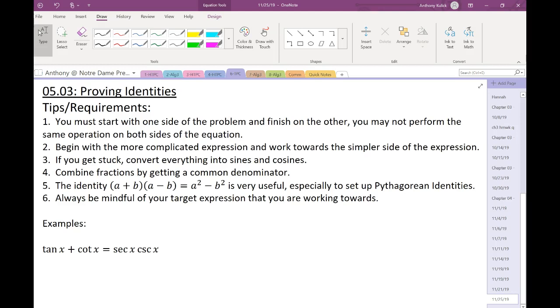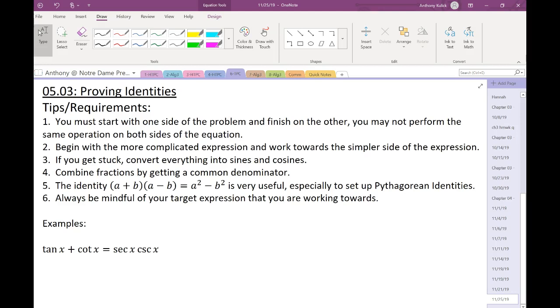So section 3 is talking about proving identities. We're going to start with some rules and tips and suggestions about how to go about doing this. Now you guys probably have noticed the P word here in the title, proving, and maybe you're having a bit of a panic attack going on because you're like, I can't do that. You will be just fine.